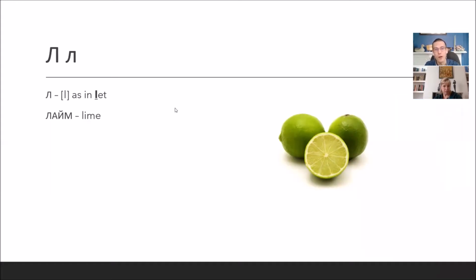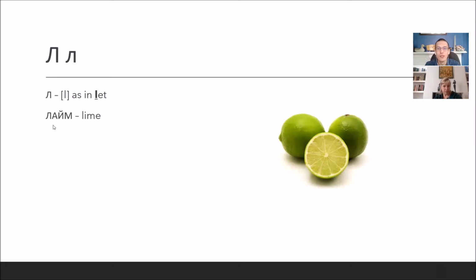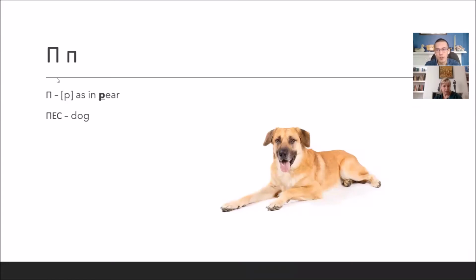Very well. Now the next letter is L, which makes the sound L, as in let. And there is a word you can use with it. L, A, Y, M. Lime, which actually means lime. Very simple. The next letter is P.